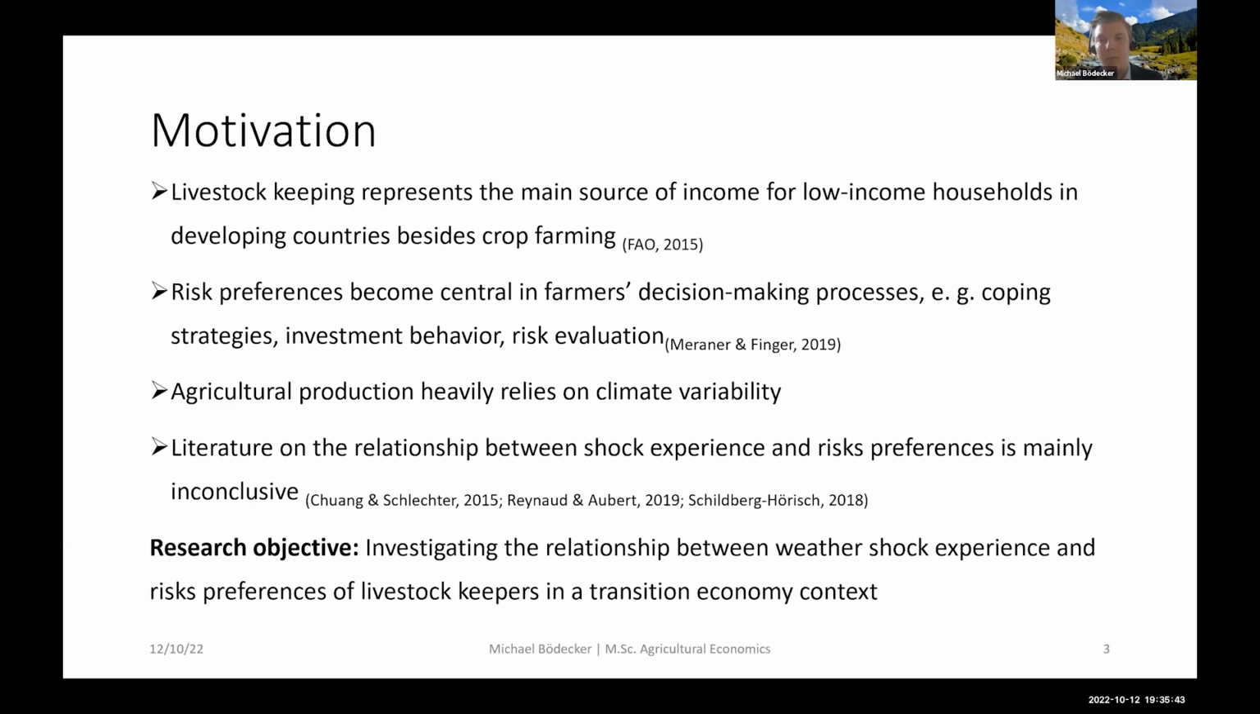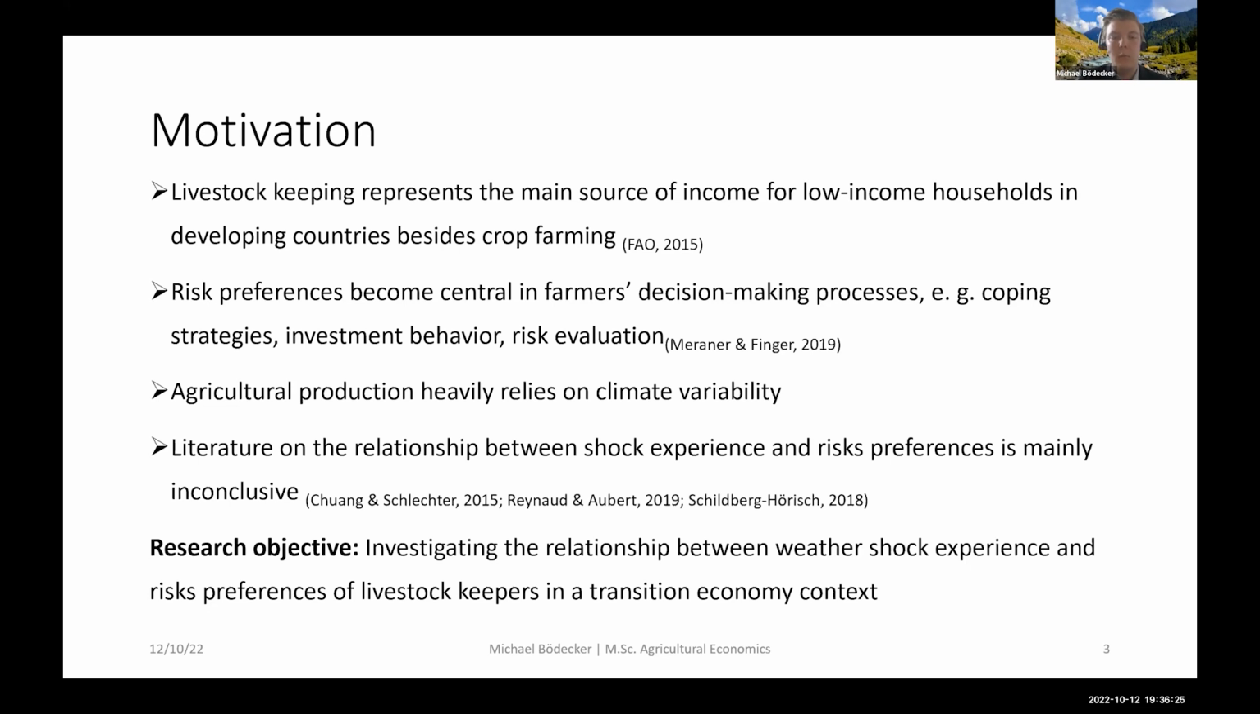Agriculture is exposed to a lot of risks, which require coping strategies like ex ante and ex post ones, as we usually talk about. We also know that agricultural production relies heavily on climate variability. Livestock keeping is not as exposed as crop farming, for example, but livestock is exposed to weather shocks affecting animal health, and also to fodder availability. There have been plenty of studies on shock experience and risk preferences, but most are inconclusive on whether shock experience leads to risk aversion, to risk seeking, or has no impact at all.